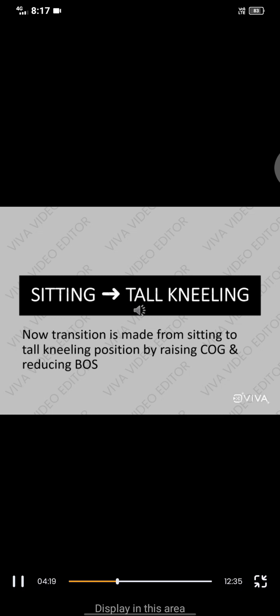Transition from sitting to tall kneeling position. Now, the transition is made from sitting to tall kneeling position by raising the center of gravity and reducing the base of support. First pattern, kneeling on a hard surface. In this pattern, the subject is asked to kneel on a hard surface while both hands are at the side of the subject and they try to maintain a balance.